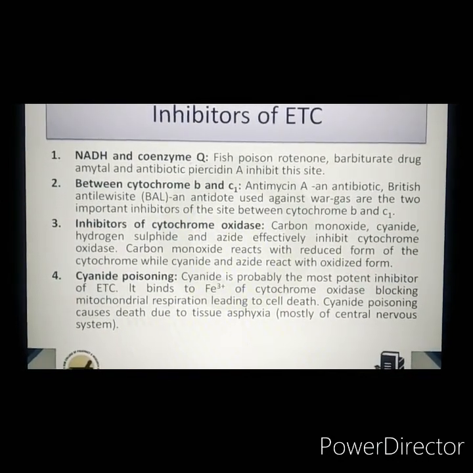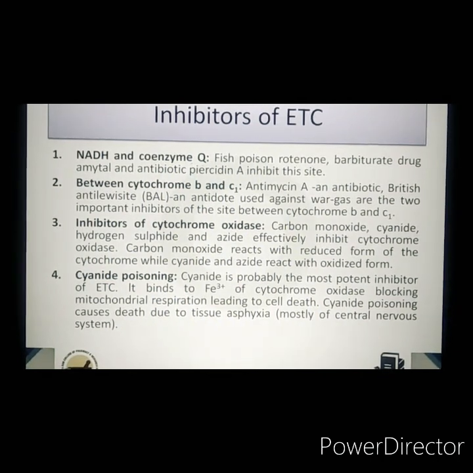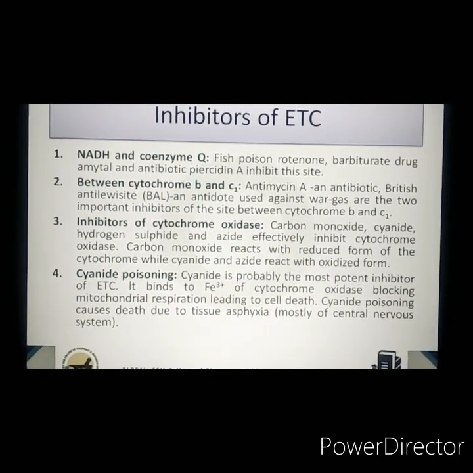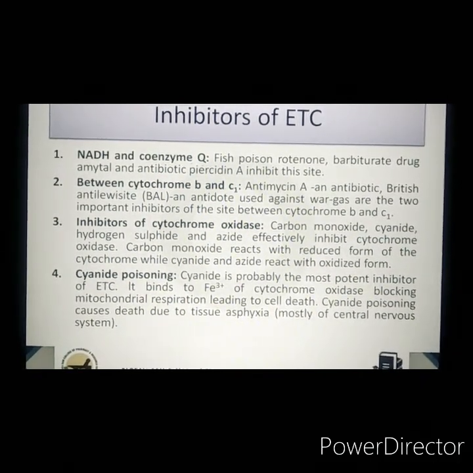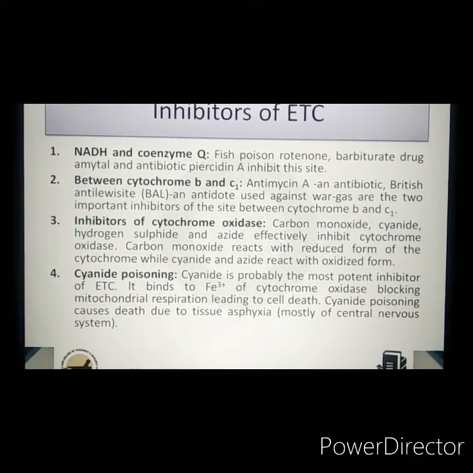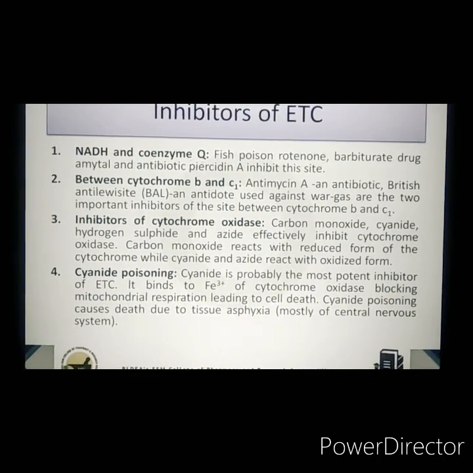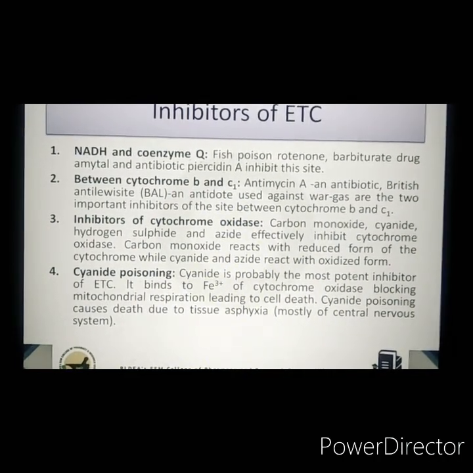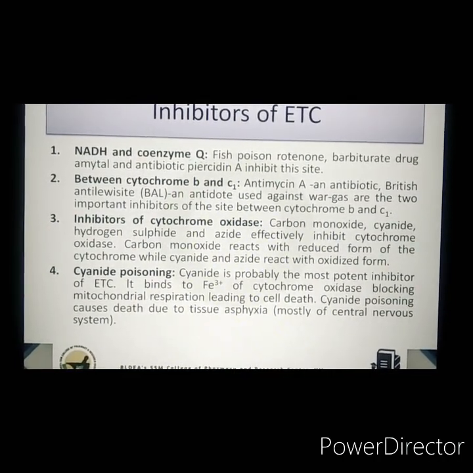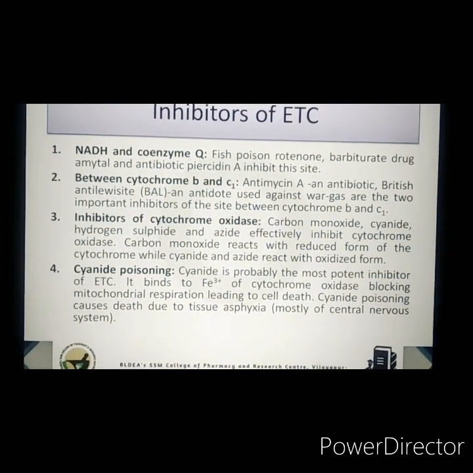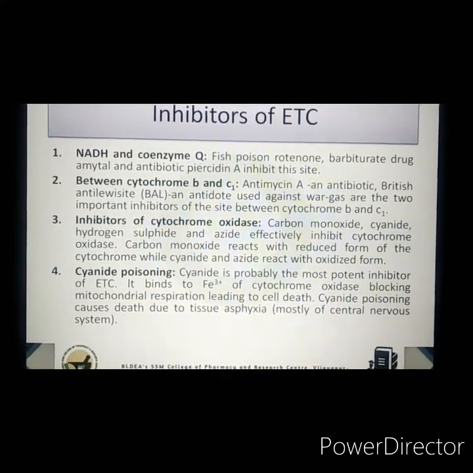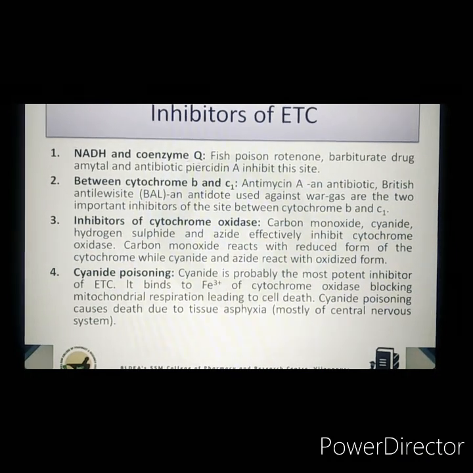The second mechanism by which ETC is inhibited is between cytochrome B and C1. So this cytochrome B and C1 is a complex, and it is inhibited by antimycin A. This antimycin A is an antibiotic. Next is British anti-lewisite, BAL. You have learned this BAL in the topic enzyme inhibitors. So it is a type of uncompetitive inhibitor, right?